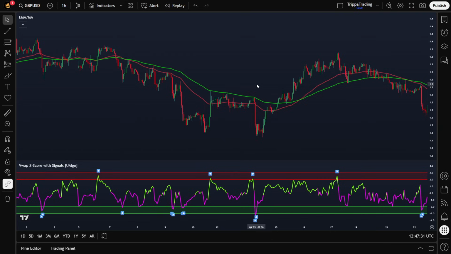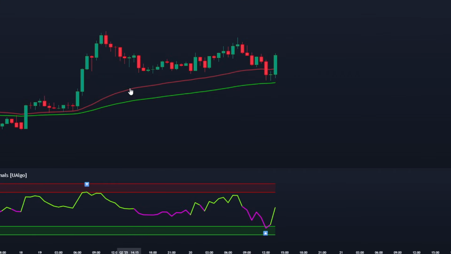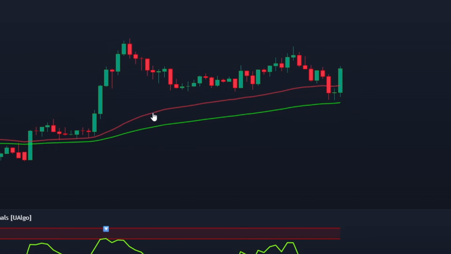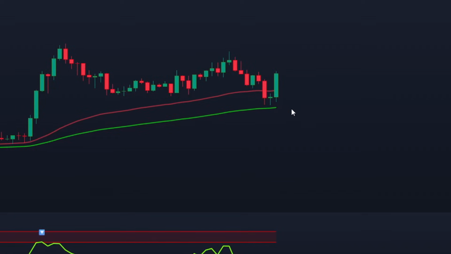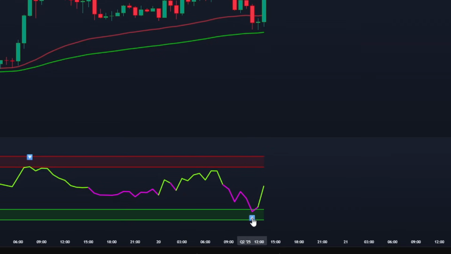Let's look at a buy example. Here, both EMAs are perfectly aligned. The green one is below, the red one above it, and price is moving steadily above both, confirming a strong uptrend. Then we see a pullback. Price dips toward the EMAs, and at the same time, the VWAP Z-Score drops into the lower threshold zone below -2, signaling temporary oversold conditions inside the bullish trend.